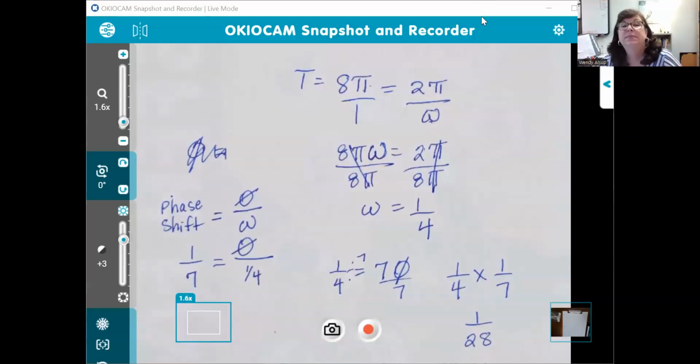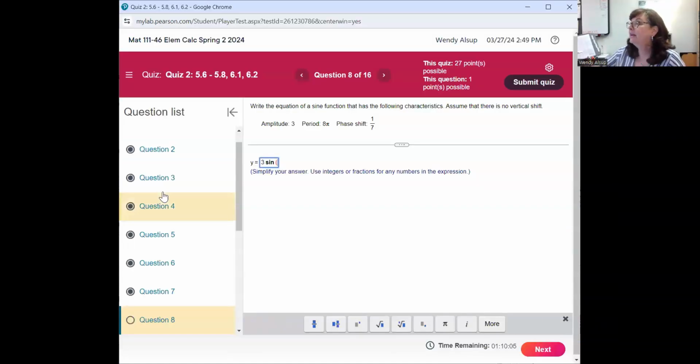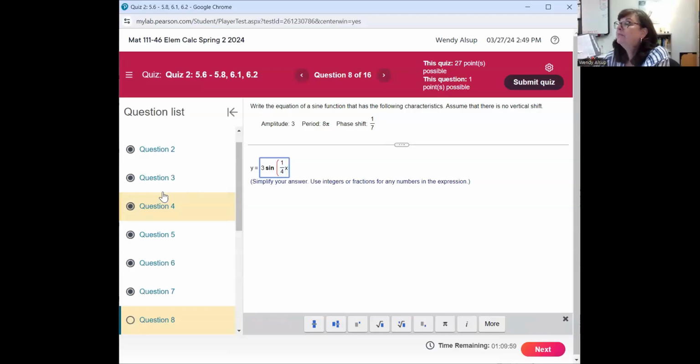All right, so let's put this back in here. So I've got 3 sine. My omega, which is what you're going to put in front of your x value, is 1/4. And then I'm going to subtract off my phi value, which was 1/28.